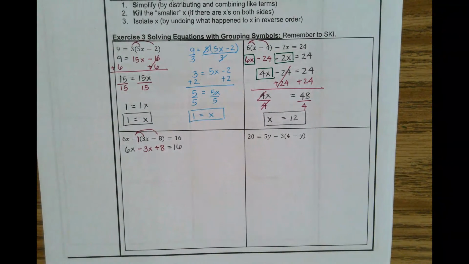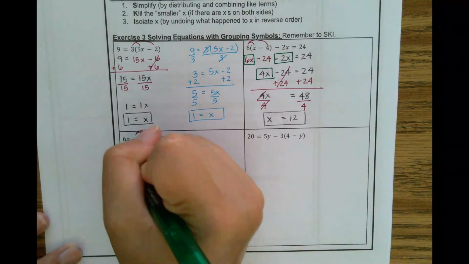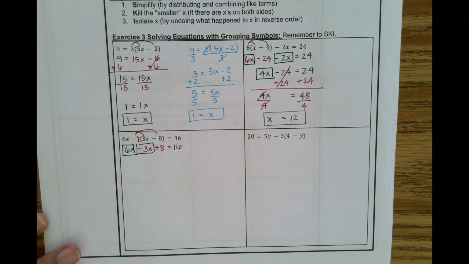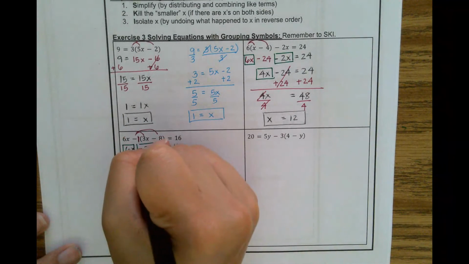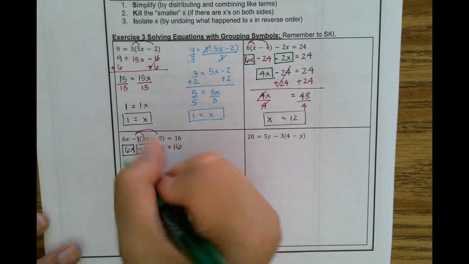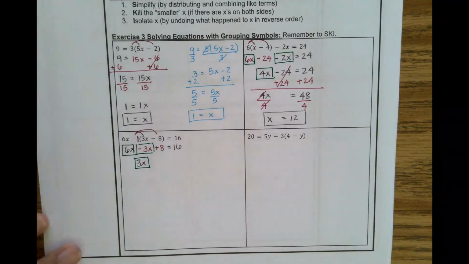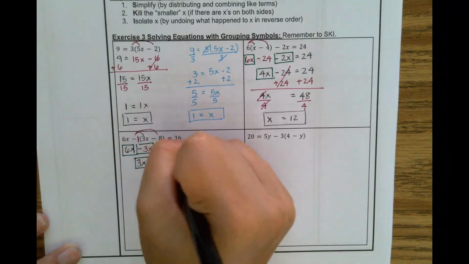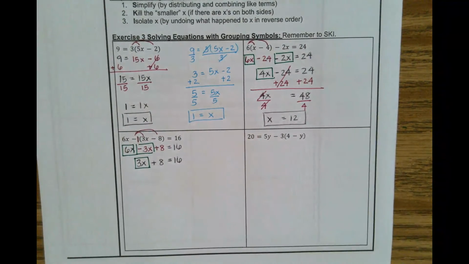Okay? The next part of simplify, other than distributing, is to combine like terms. So here my like terms are 6x and negative 3x. 6x minus 3x is 3x. Right? Everything I didn't touch, I'm going to bring down. Okay? And so I'm done simplifying. I'm done distributing and combining like terms.